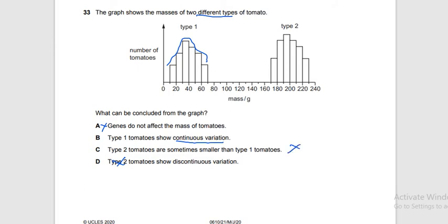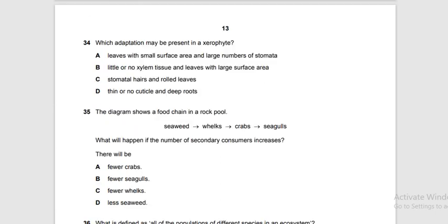So absolutely wrong. So your answer to this question will be B. Now, which adaptation may be present in a xerophyte? Xerophytes are plants that live in a desert environment, so they can survive in an environment that has a low amount of water.